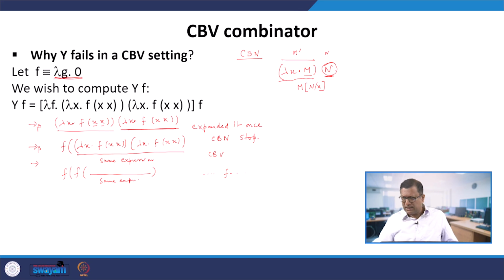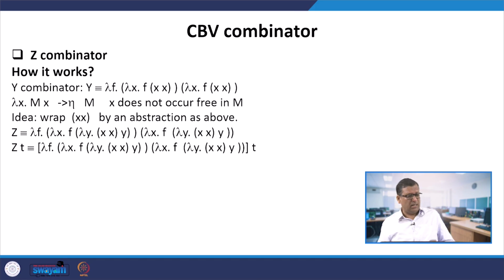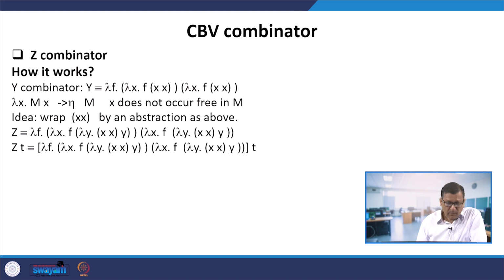So this motivates us to ask whether we can have a combinator that will work in a call by value setting. That is another combinator called the Z combinator. Now let us see how we can obtain the Z combinator from the Y combinator, whether there is any similarity or not. So we study the Y combinator again.